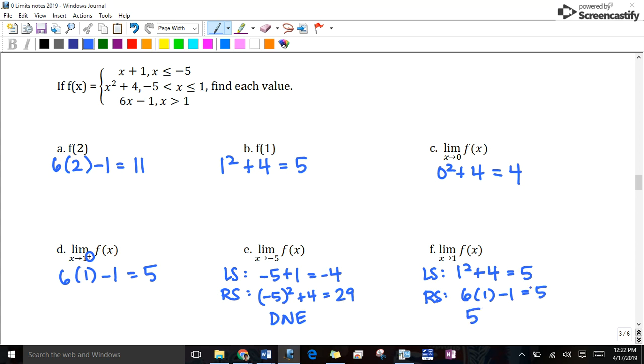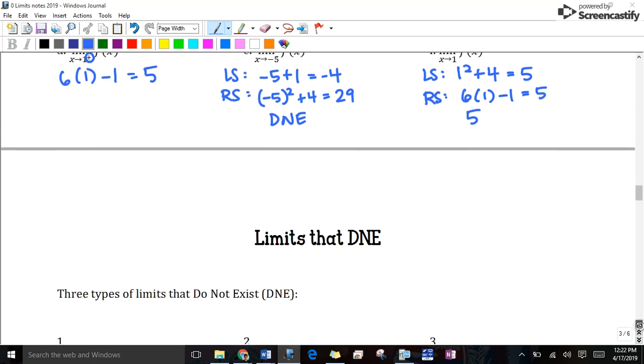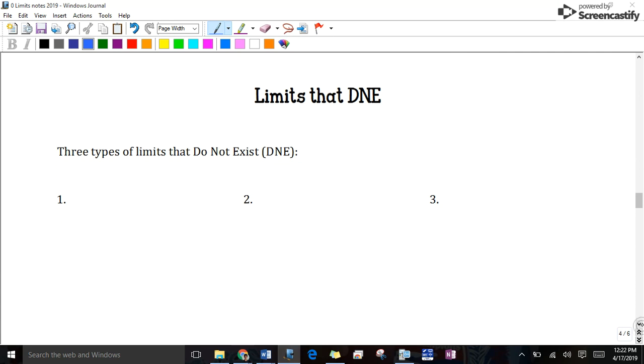Okay, so hopefully you can see the difference in the two. You only have to plug it into multiple sections if it's actually part of that domain where it's switching from one piece to another. So that's your piecewise function. Okay, so now let's finish up with 3 conditions in which a limit does not exist.